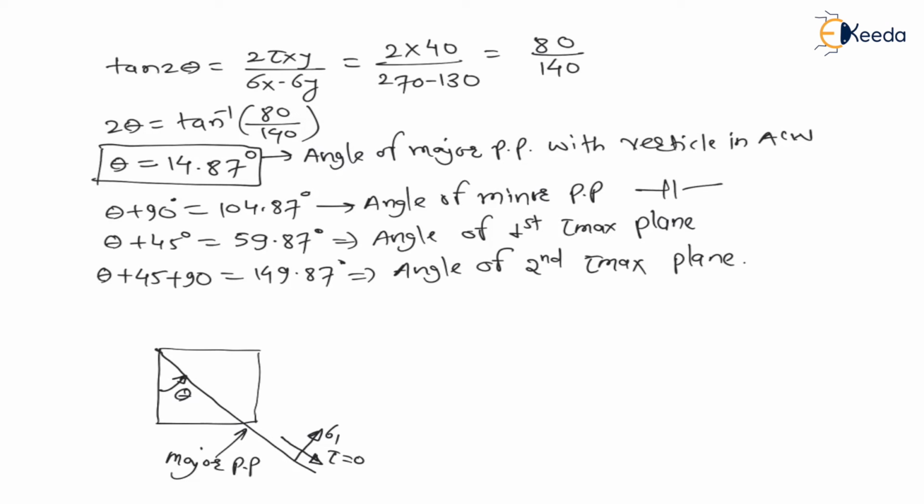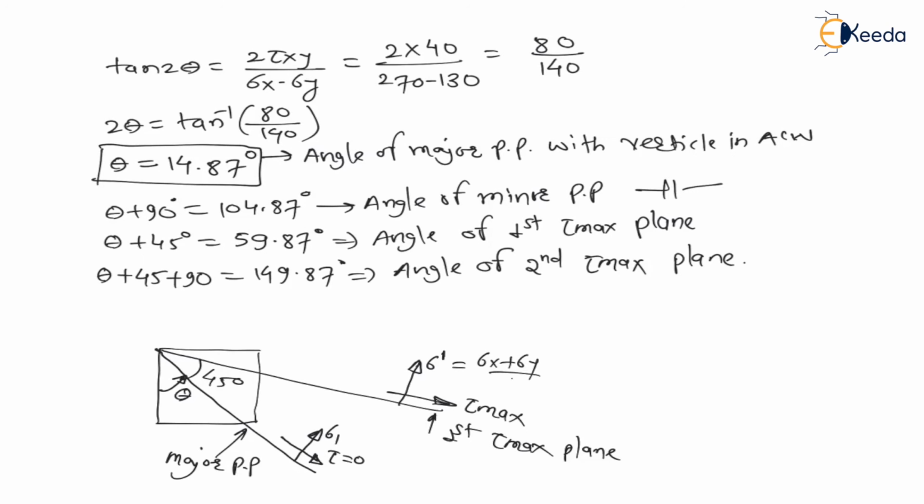Right. At 45 degree to this major principal plane, there will be a first tau max plane. Means on this plane the maximum shear stress is acting. This is called first tau max plane. Right. On this plane the maximum shear stress is acting, and on this tau max plane the normal stress of magnitude sigma dash, which is nothing but sigma x plus sigma y by 2, is also acting. Right. Which is nothing but 200 in this given case, 200 MPa.